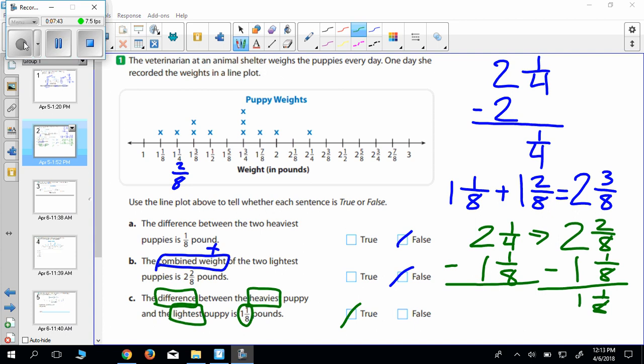So here I have the answer for C in green. I went ahead and cubed up my problem. Difference means that we are subtracting. So I'm subtracting the lightest puppy from the heaviest puppy. The heaviest puppy is 2 1/4 pounds. The lightest puppy is 1 1/8 pounds. Now, again, I cannot subtract 4ths and 8ths, so I changed 1/4 into 8ths, and there's 2/8 in 1/4. When I subtracted, I got 1 1/8.